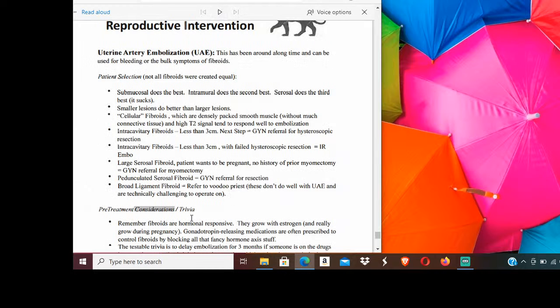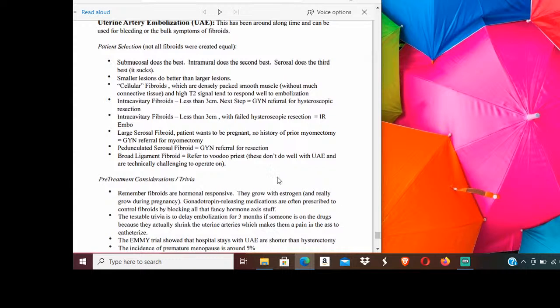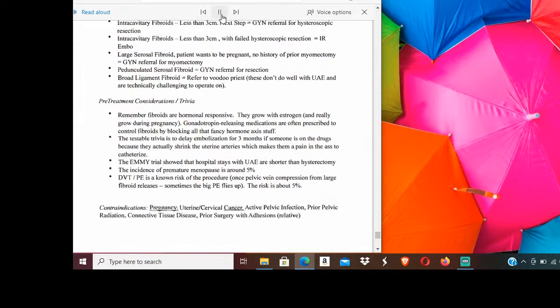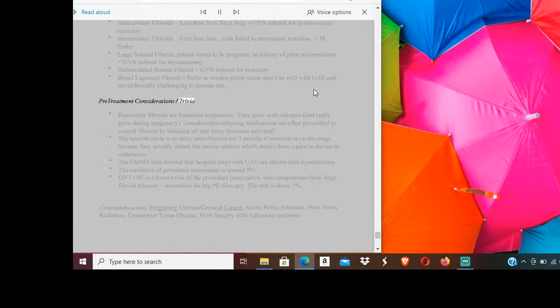Pre-treatment considerations. Trivia. Remember, fibroids are hormonal responsive. They grow with estrogen, and really grow during pregnancy. Gonadotropin-releasing medications are often prescribed to control fibroids by blocking all that fancy hormone axis stuff. The testable trivia is to delay embolization for 3 months if someone is on the drugs, because they actually shrink the uterine arteries, which makes them a pain to catheterize.